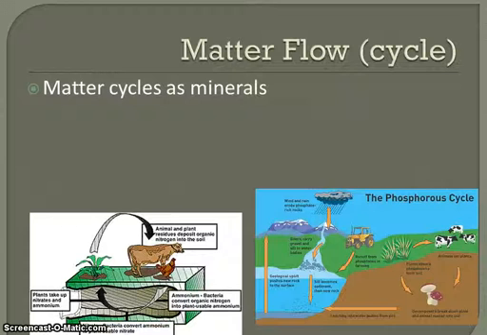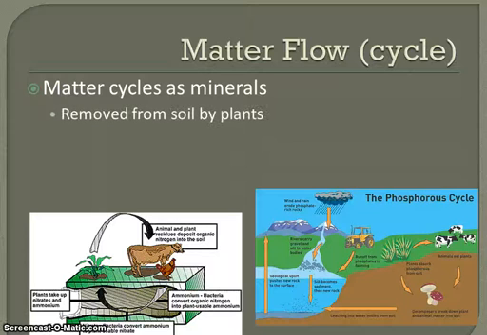Now, matter can be input and output, but also flows through the system, and becomes a cycle. We are going to talk about biogeochemical cycles. We'll look at nitrogen, phosphorus, sulfur.